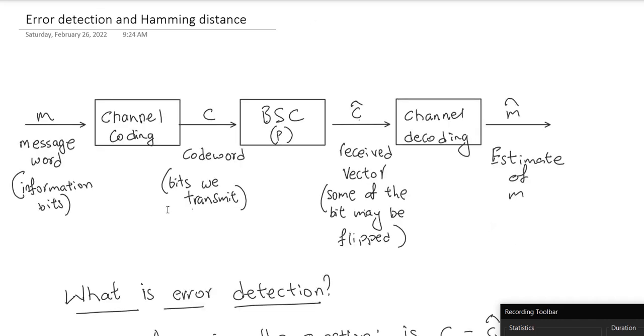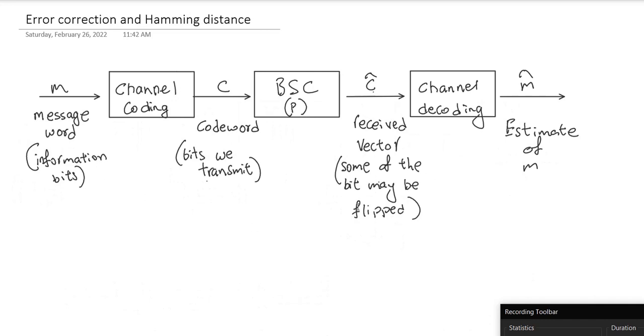Let's talk about error correction and its relation to Hamming distance in channel codes. This video is more or less a continuation of a previous video on error detection and Hamming distance, so please watch that video before coming back here. Let's lay down the context again.